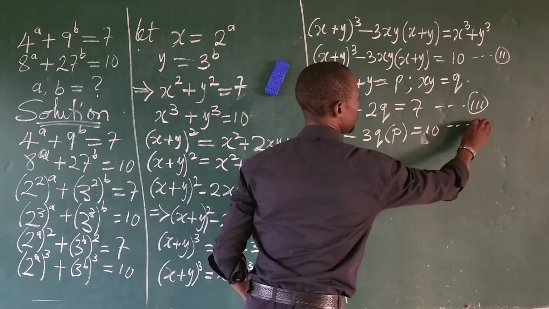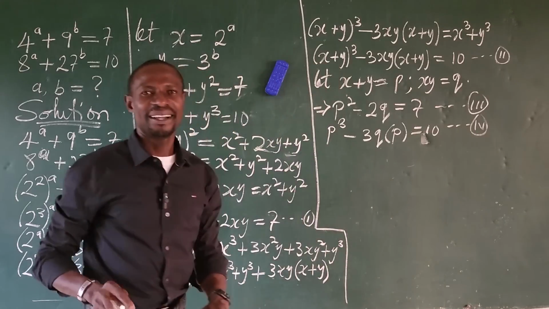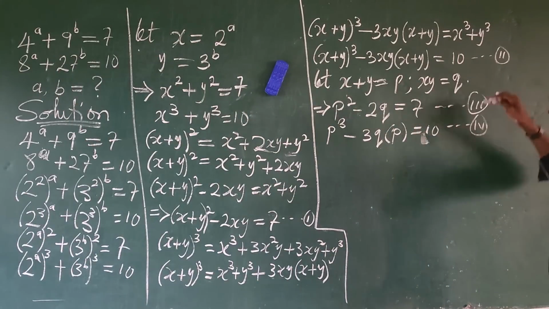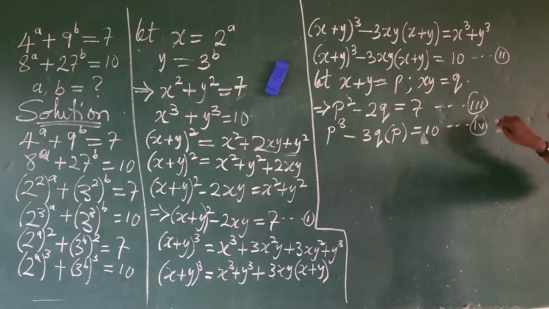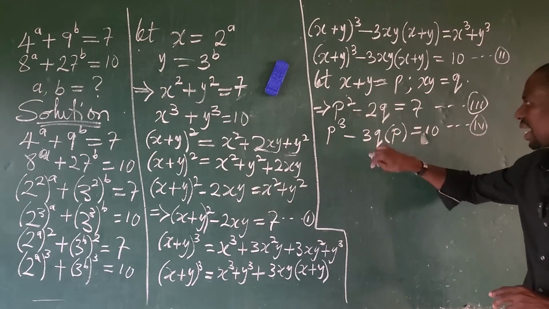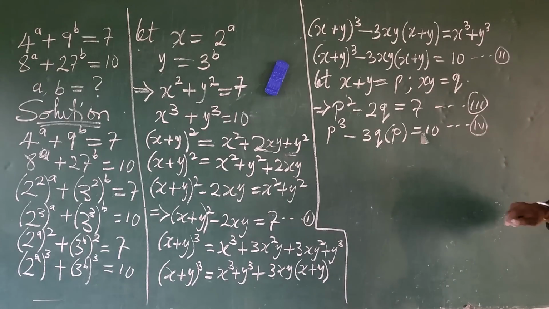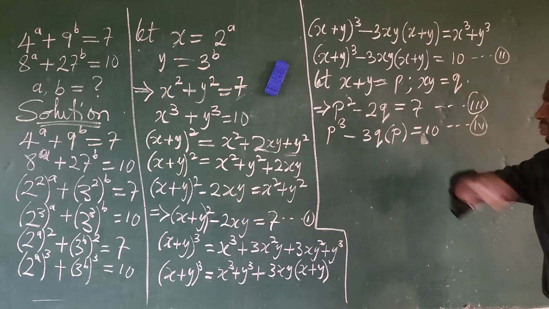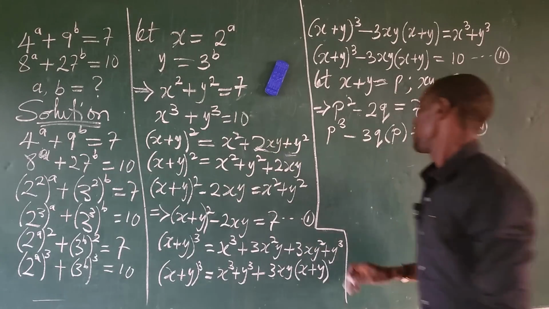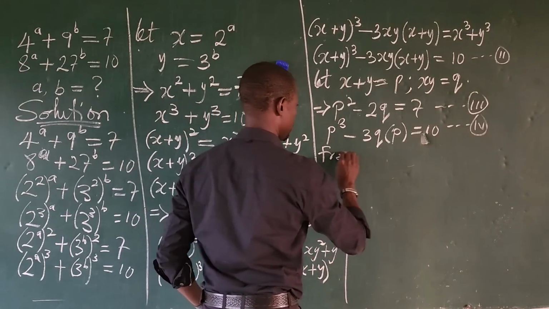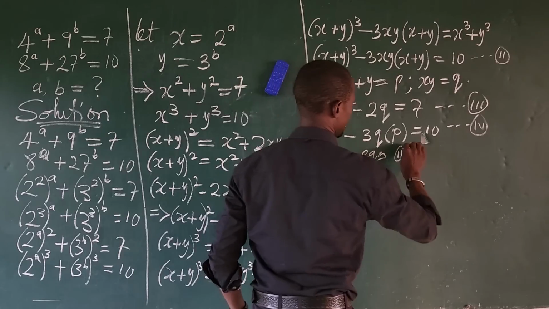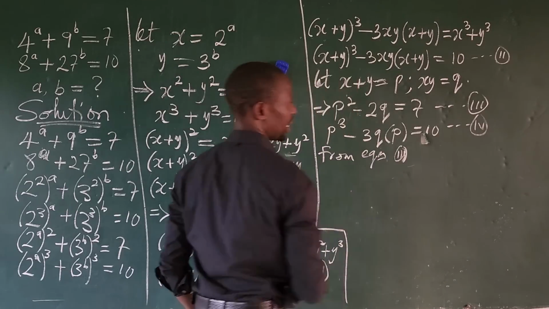Let's give this equation 4. So we want to solve equations 3 and 4 for our p and q. From equation 3, let's make q the subject of the formula.